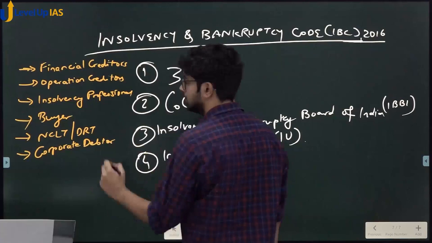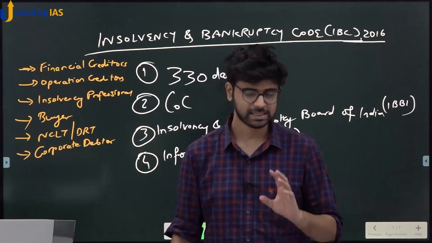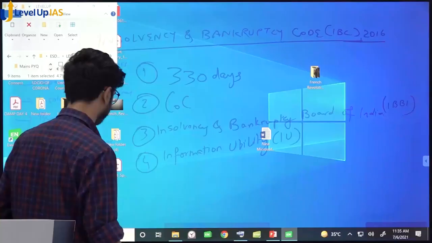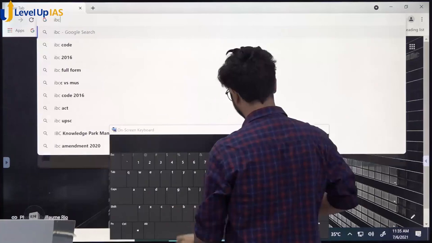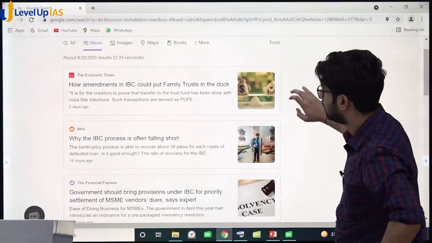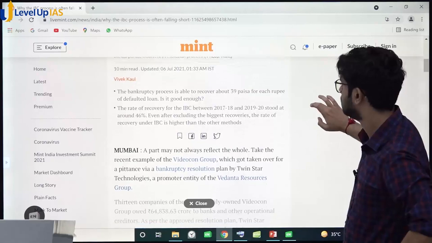Samjha? How is the performance of IBC? What are the changes that we are making in IBC? All this we'll do in the economic survey session, because always there is some information given on IBC cases in every economic survey. Theek hai? Now let me quickly take you to any one news article. I told you, we'll read a lot of news articles. Any one random news article. Why the IBC process is often falling short? Read this.